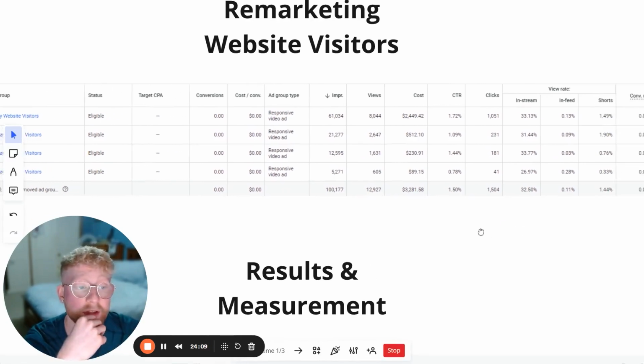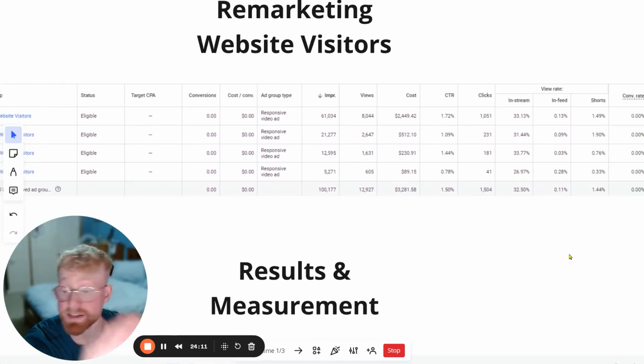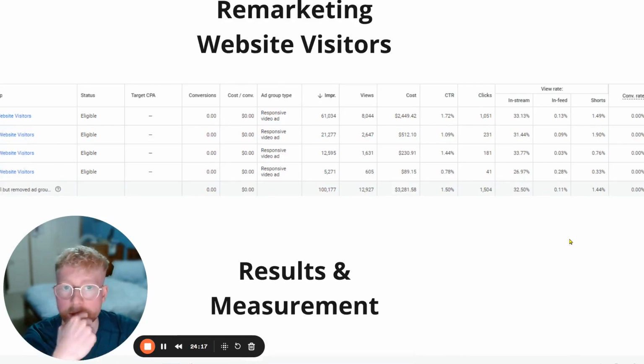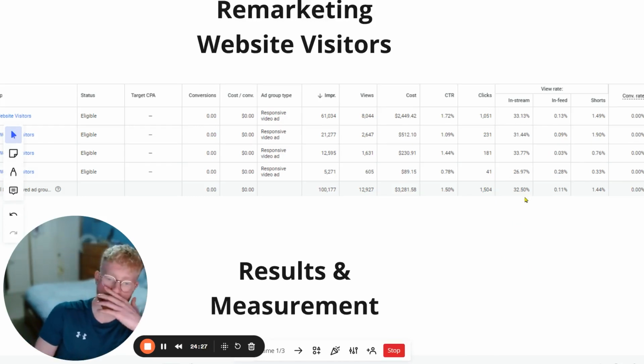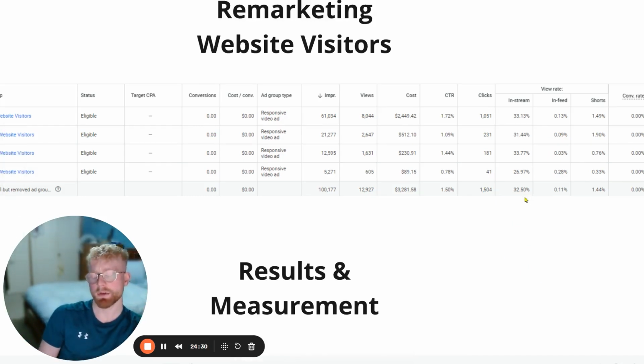And again, we look at the in-stream view rate, and it is actually interestingly shorter than the other one, but it's still quite good, right? It's still strong, and it builds. Now, just for some context, because you might be thinking, why isn't the view rate of the other campaign 100% when you're running non-skippable in-stream ads? I actually didn't run non-skippable in-stream ads for that second campaign. This was all responsive video ads.